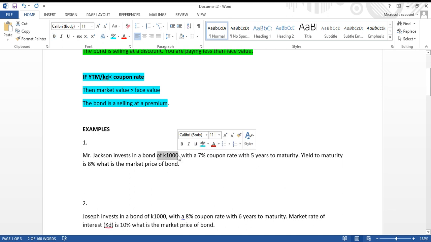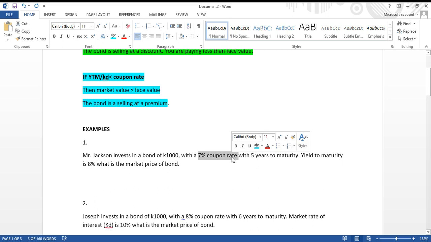Mr. Jackson invests in a bond of 1,000, right? So this is the face value of the bond. This is the amount printed on the bond. Remember, the face value is also the nominal value, which is also the par value, which can also be the book value.